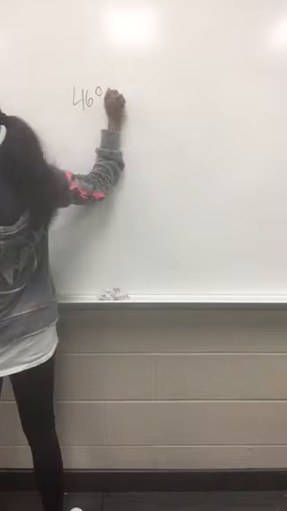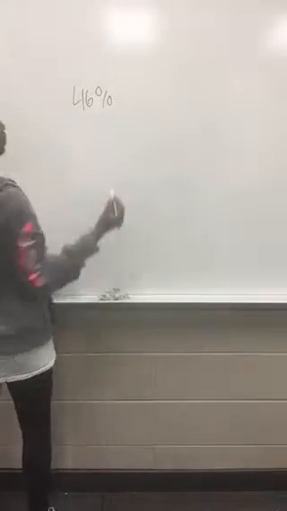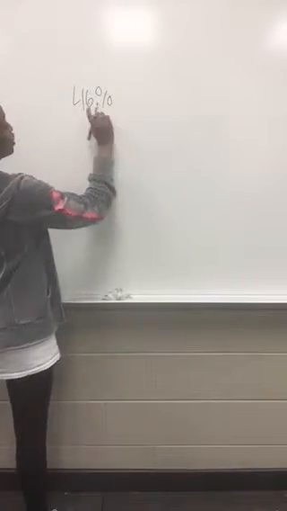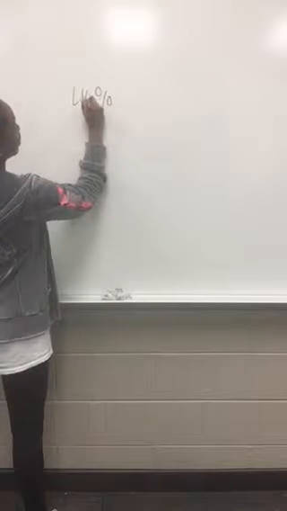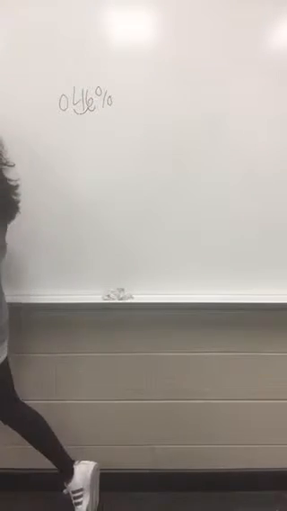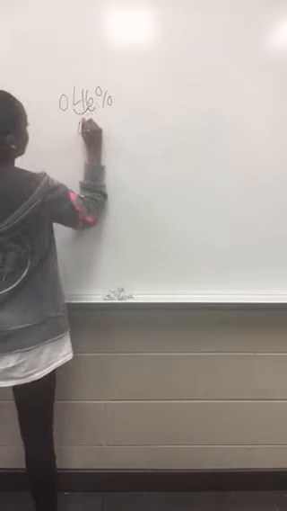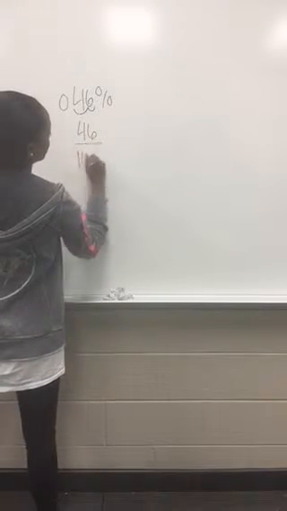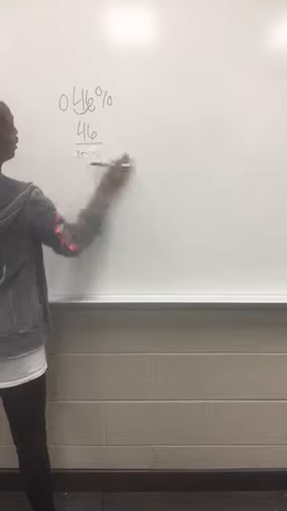Okay, now we're going to be doing the exit ticket. Let's say we have 46%, and we're going to be turning this into a decimal. And remember, we had to move it 2 spaces to the left. So 1, 2, and then that will be 0.46. And now we're going to turn it into a fraction, and all you have to do is just put that over 100.